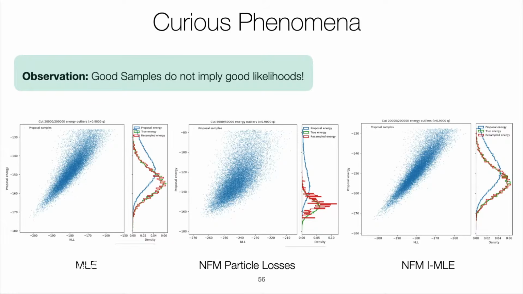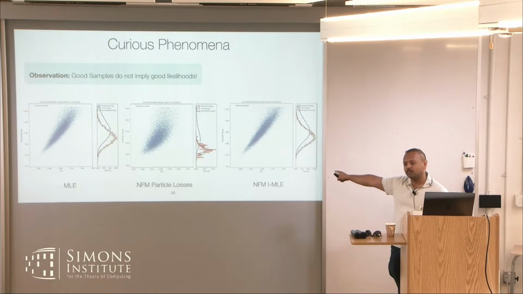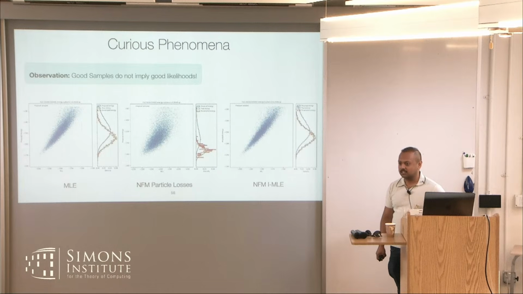What I wanted to illustrate a bit more with this is that these two NFMs over here, the last two plots, are the same architecture, just trained in a different way. They both give you really good samples, but only one of them will give you good samples and good likelihood. So this is the curious phenomenon: depending on how you train, even the same model class can give you one benefit, but not both.